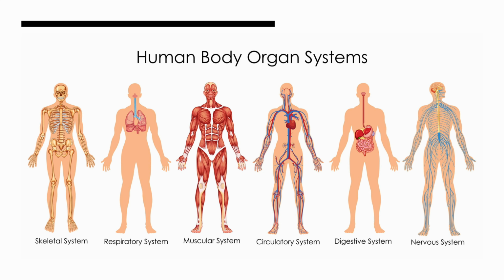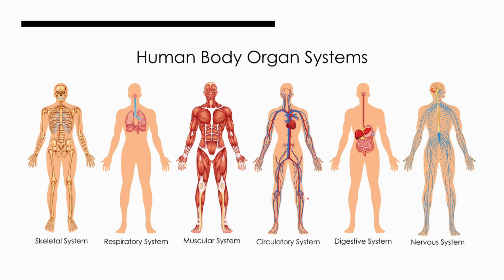As I mentioned earlier, there are different systems. Let's start with the skeletal, respiratory, muscular, circulatory, digestive, and nervous systems. How exactly do they work? The skeleton is all about bones and structure. The respiratory system is all about air, how it is filtered and how it goes out. And in the muscular system, we talk about the muscles.